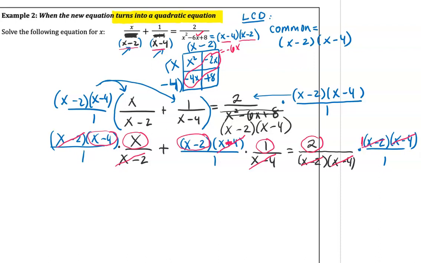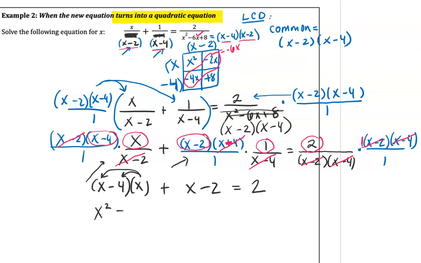So then my equation would turn into, here I would have x minus 4 times x, and then in the middle I would have just x minus 2 because it's times 1, and then on the right hand side it would just equal 2. So here I have to distribute my x to the x minus 4, and so that would turn into x squared minus 4x.